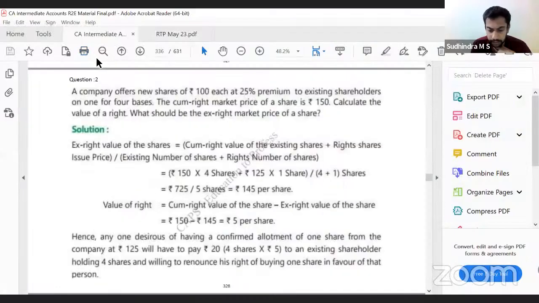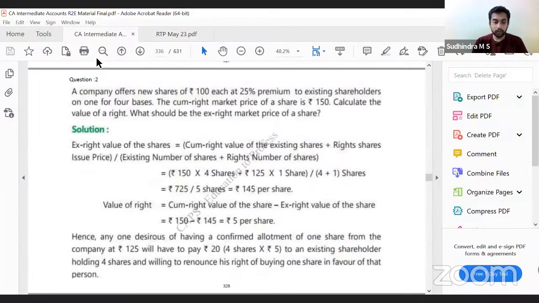Clear? Yes. We are done with the redemption of preference shares concept. Can we all move on to the questions? Any doubts in this? No, sir. Okay, fine.